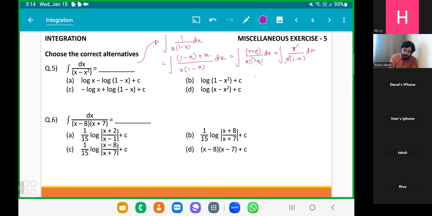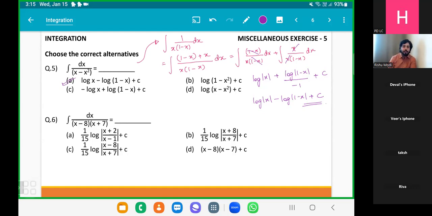What will be the integration of 1 upon x? It will be log mod x plus. What will be the integral of 1 upon 1 minus x? It will be log mod 1 minus x, but remember the chain rule. Here it is not x, it is 1 minus x. So whatever is the coefficient of x, that goes in the denominator. So you will have log mod x minus log mod 1 minus x plus c. Now they have not used any of the properties of logarithm. So this is what I get from option A, log mod x minus log mod 1 minus x plus c. So whichever method you apply, you need to simplify till you reach this final step. Right? So that is question number 5.